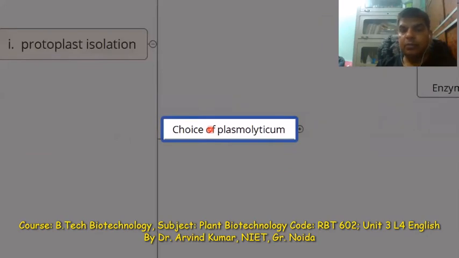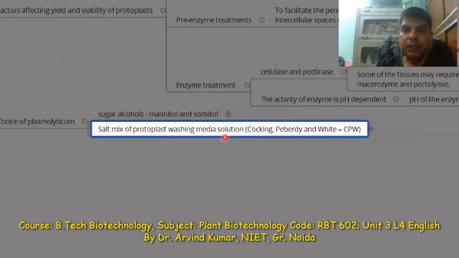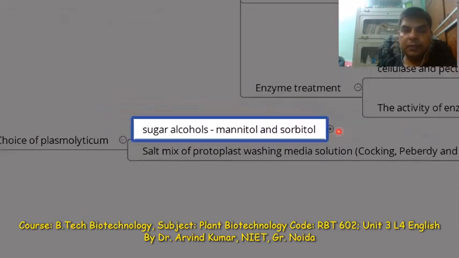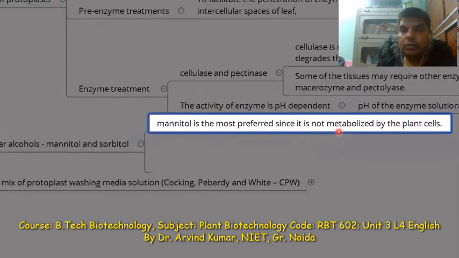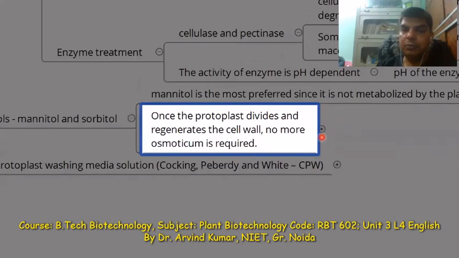Then the choice of plasmolyticum. Now we know why we need plasmolyticum and what it is. A sugar solution, mannitol or sorbitol, we use to maintain the osmolarity of the solution, and sometimes the salt mix of protoplast is an ingredient. So Cocking, Peverdy and White; after these three scientists, the name of the solution is CPW solution. And the sugar solution is mannitol or sorbitol that we use. Mannitol is usually preferred since it is not metabolized by the plant cells. And once the protoplast divides and regenerates the wall, no more osmoticum is required.